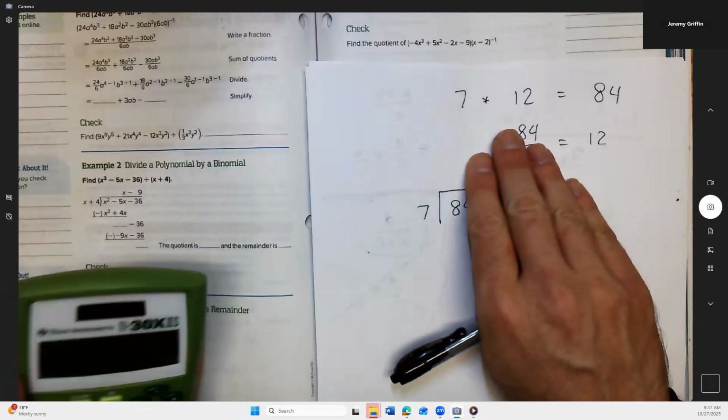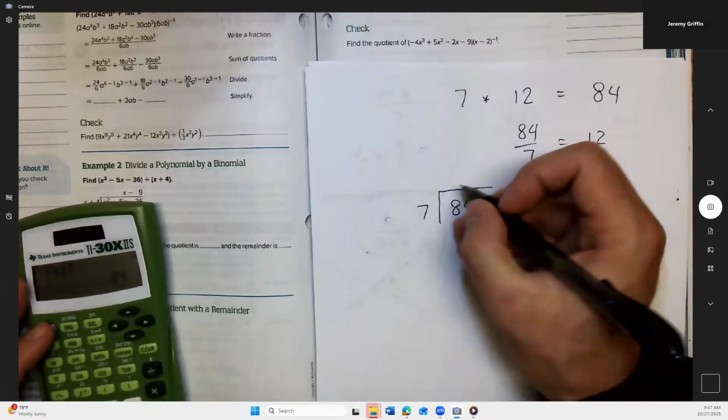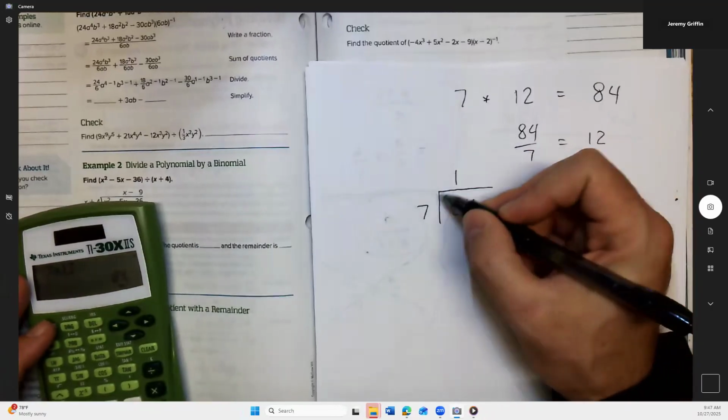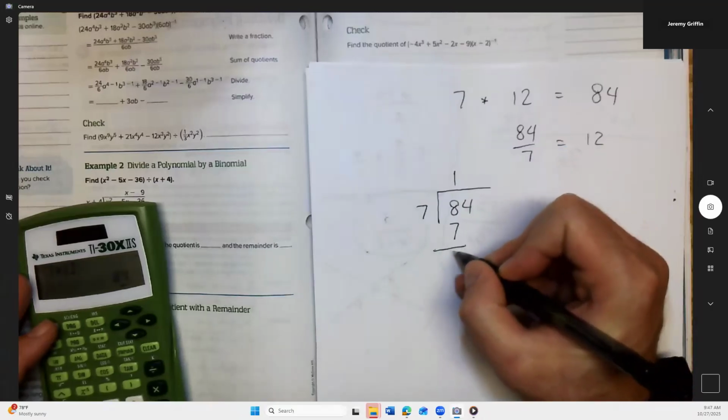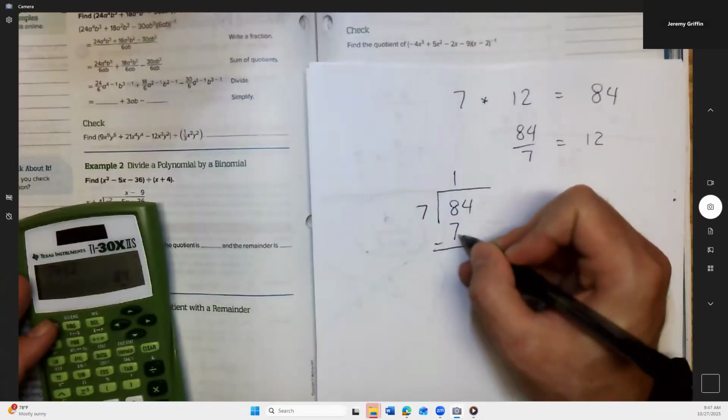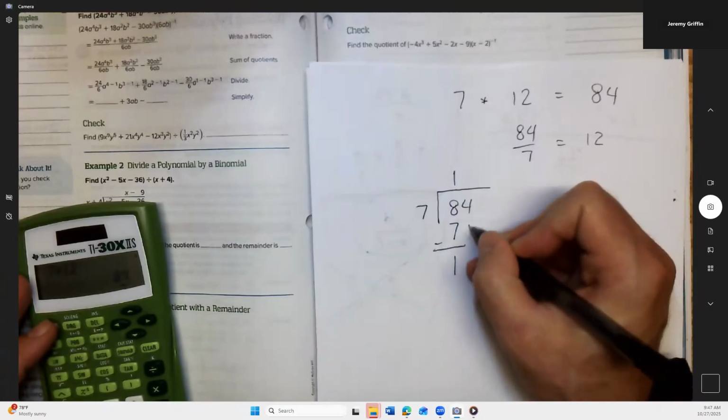So, guys, how many times does 7 go into 8? Once. So I put 1 on the top. Then I multiply it here. What's 1 times 7? It's 7. And then, guys, what's the next step? Subtract. 8 minus 7 is 1. And then I bring down the 4, 14.